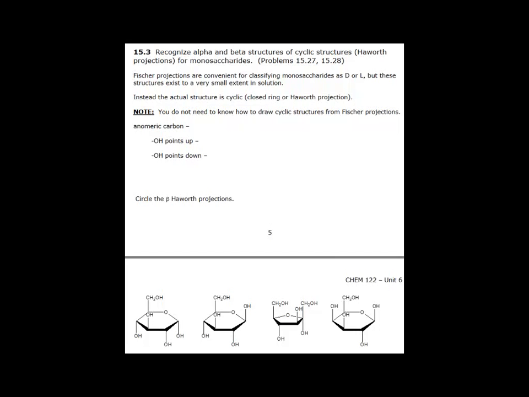The problem is when you put these monosaccharides in solution, they no longer exist in the straight chain form. They form rings. So the actual structure of a carbohydrate in solution is called a closed ring or Haworth projection.